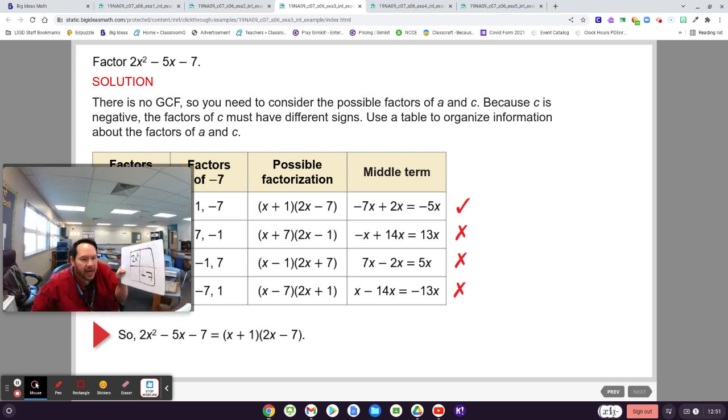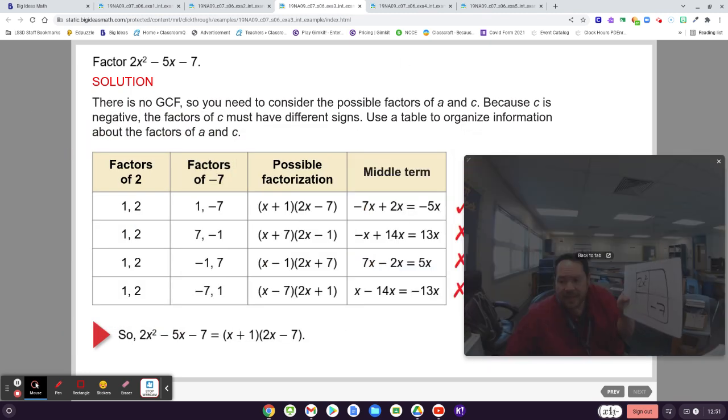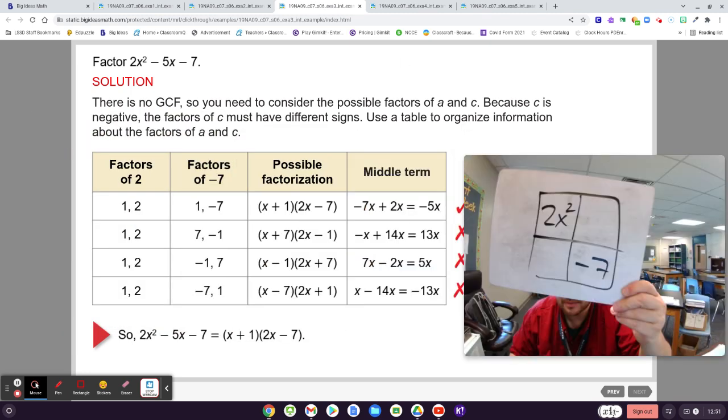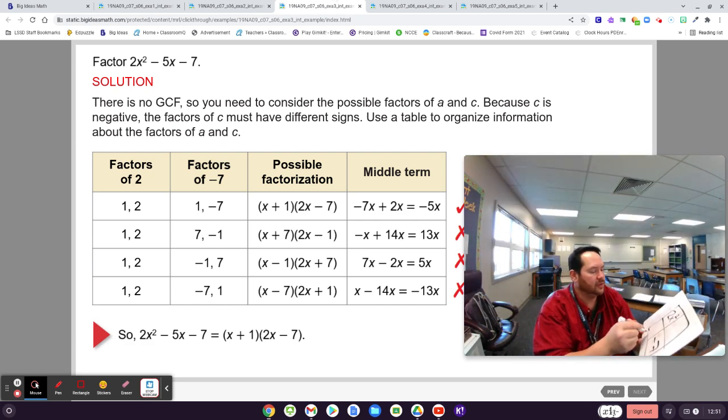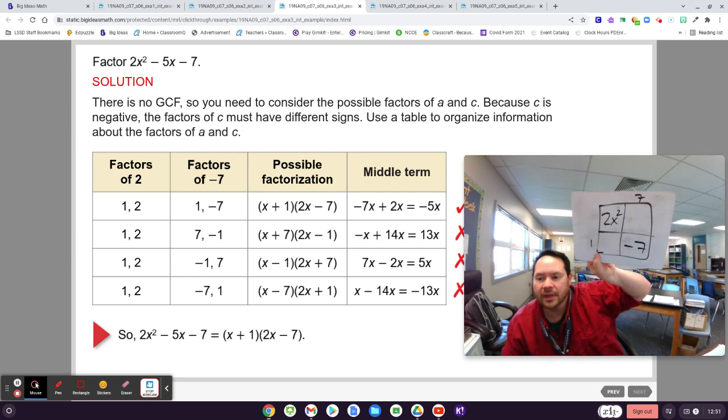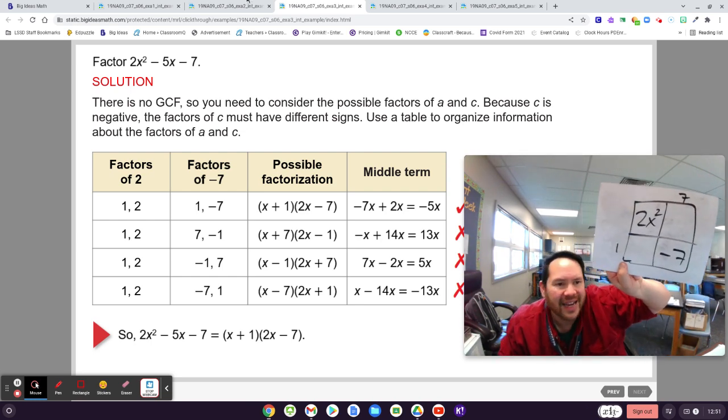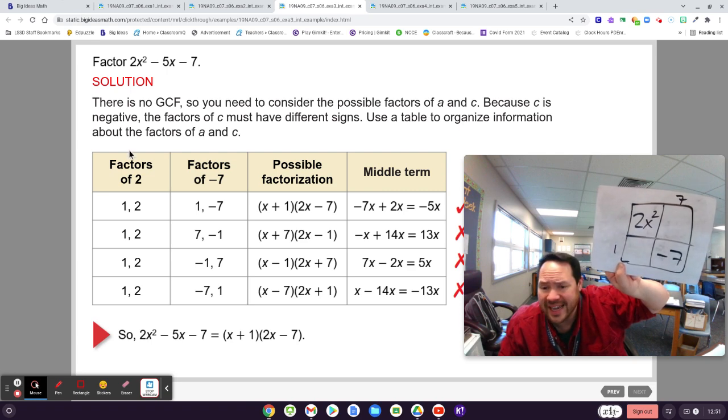Okay. Now, the nice thing about the negative 7 is there's only one way to get it. Well, 2 ways to get it. So 1 and negative 7 or negative 1 and positive 7. Okay, here's the thing, though. I know that I'm going to have a middle term that's negative 5.